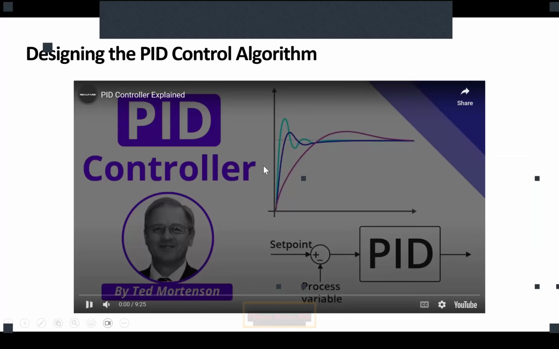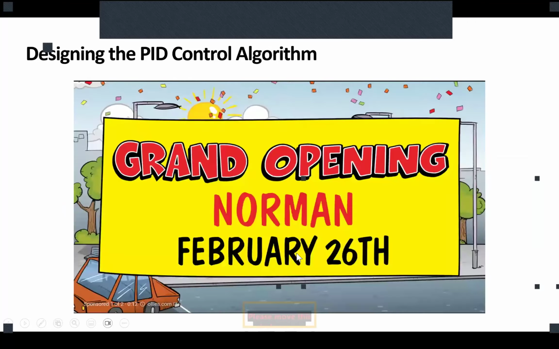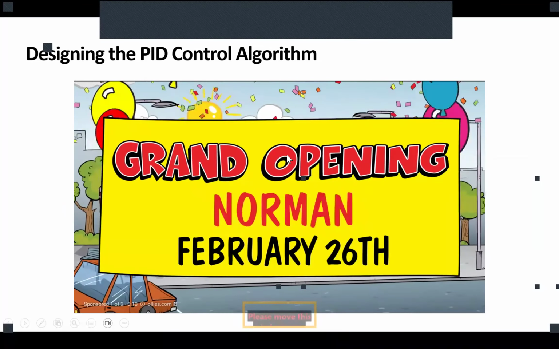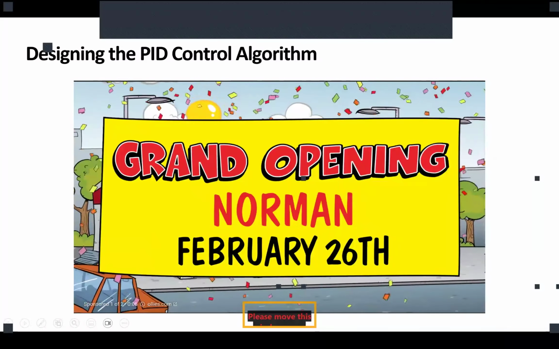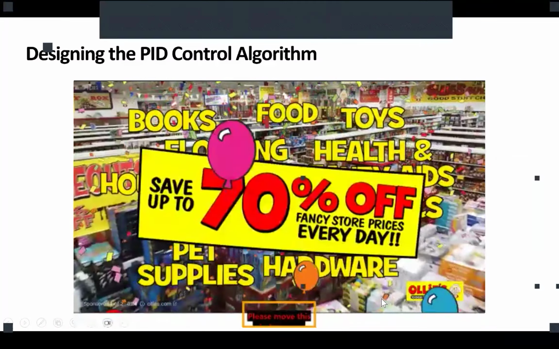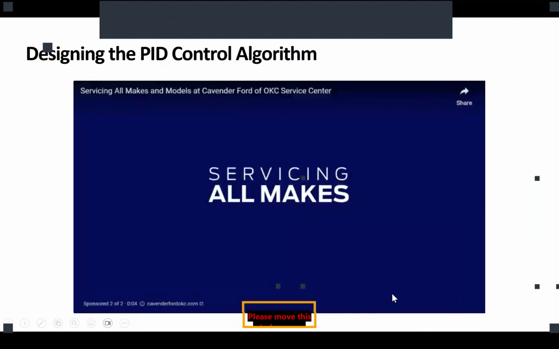Congratulations, it's a bargain. Ollie's is celebrating the opening of its new store in Norman. Wednesday, February 26th at 9 a.m. Find us off Lindsay Street next to Dollar General, the old Smart Saver Grocery. Come on. You've never seen deals like this before. Ollie's! Good stuff, cheap!